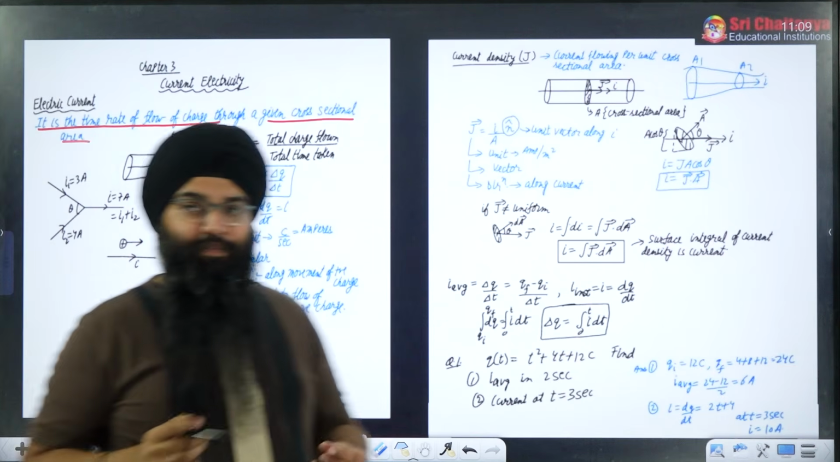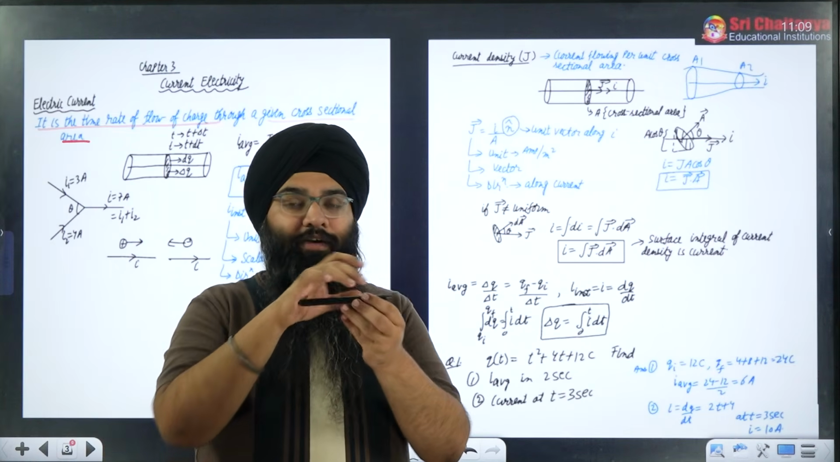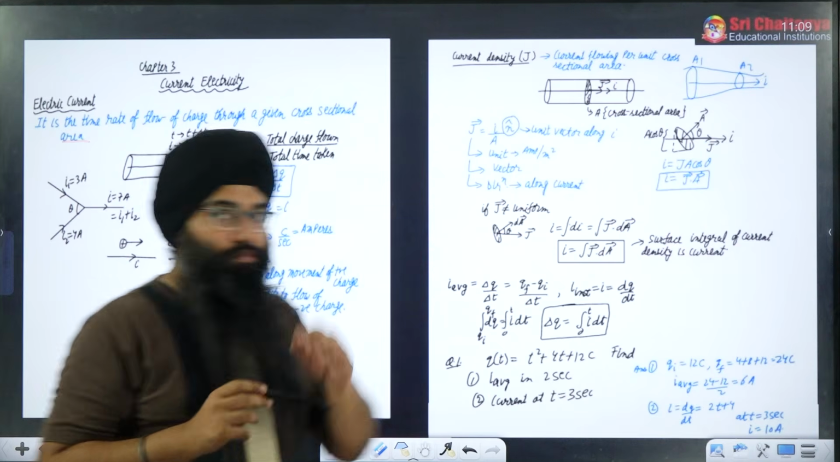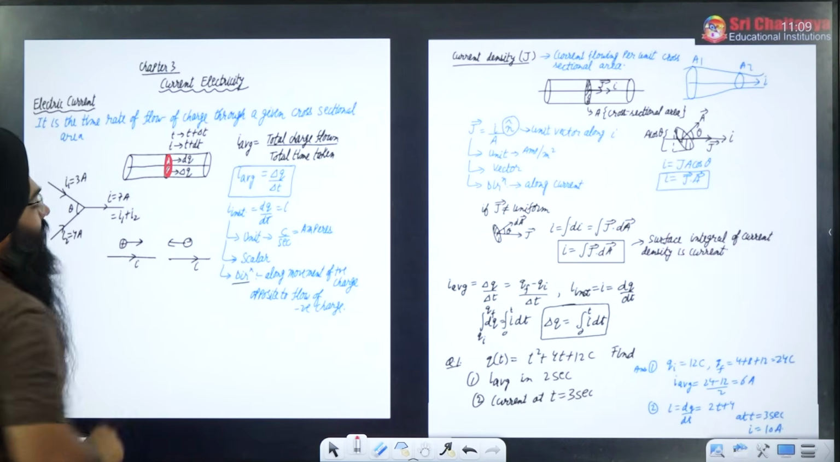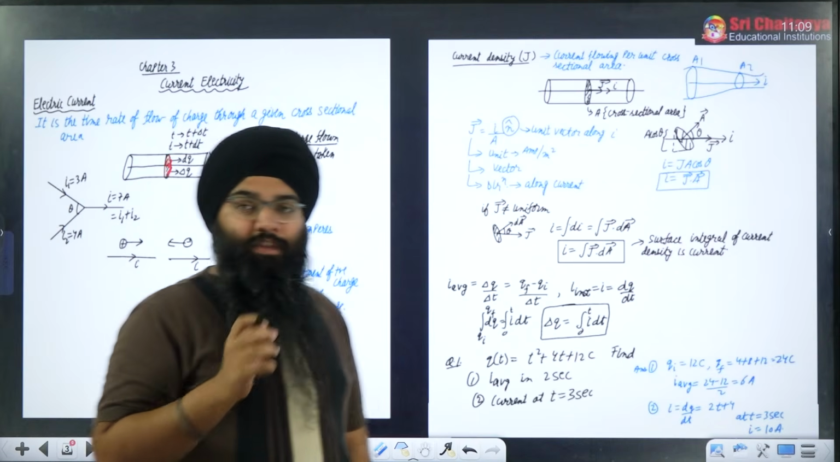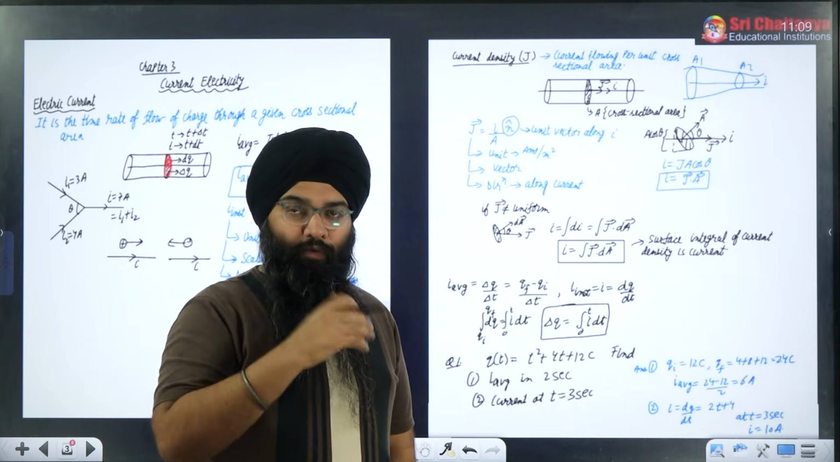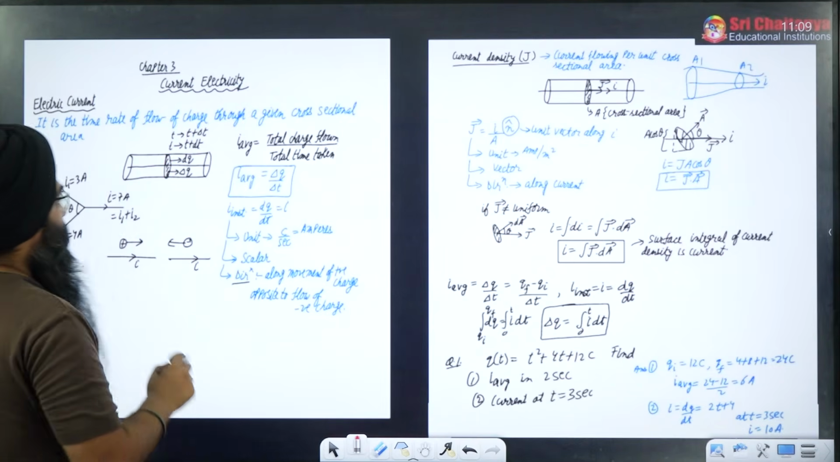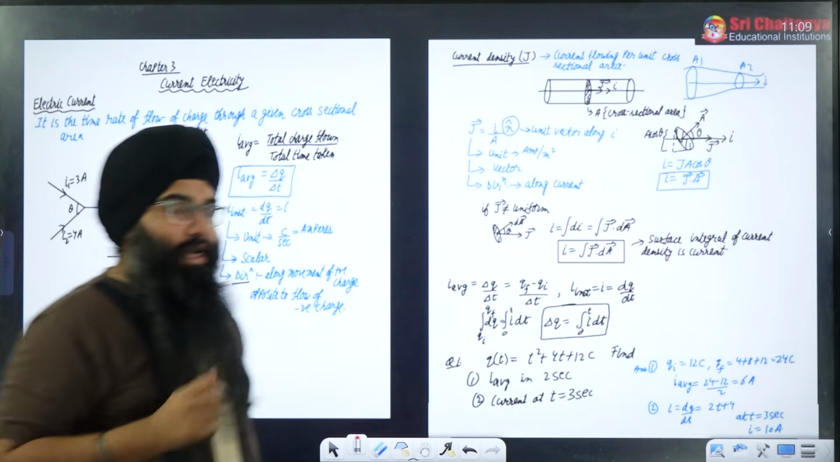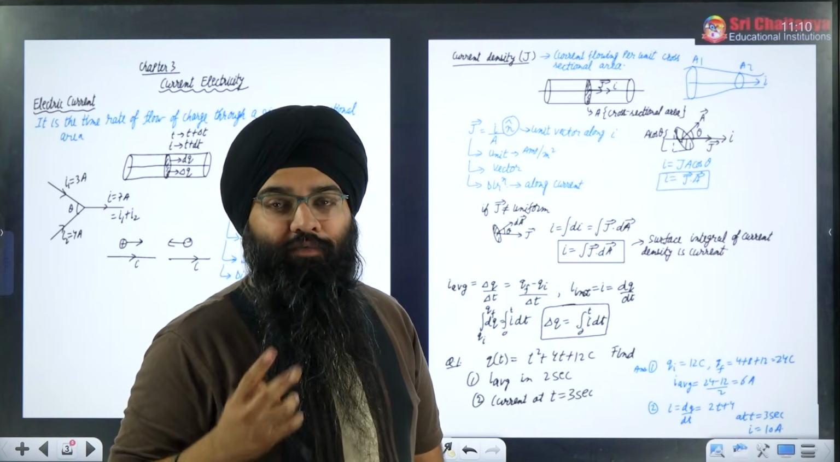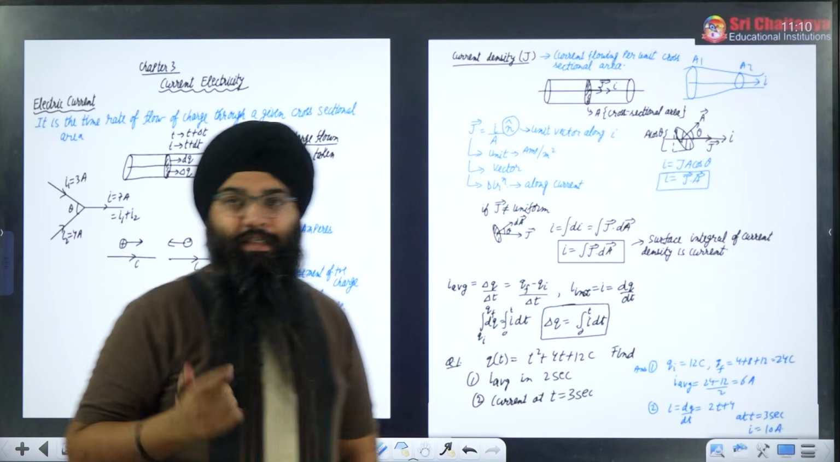Very simple definition. Suppose you have a cylindrical cross-sectional area, and let us suppose the area of the cross-section is A. Then if in dt time some dq amount of charge flows through that area, the current will be given by I is equal to dq by dt. There are basically two types of current: one is average current and one is instantaneous current.